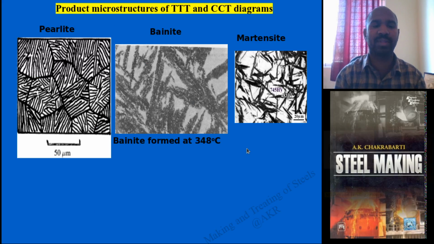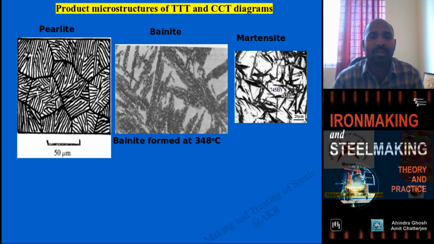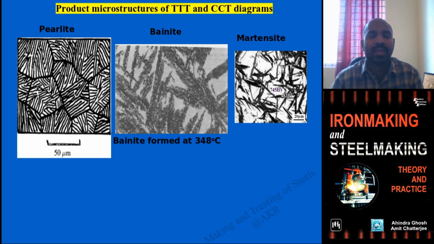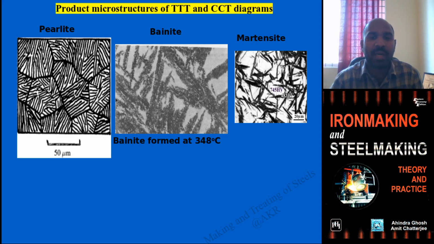Coming to the microstructures, as I was talking about pearlite, bainite and martensite. I emphasized in the TTT diagram how bainite looks. This is pearlite. The white bands are ferrite, and the dark bands are pearlite structure. This is an alternating band of ferrite plus pearlite, which looks like a pearl shape. That's why it is called pearlite structure observed in steel.